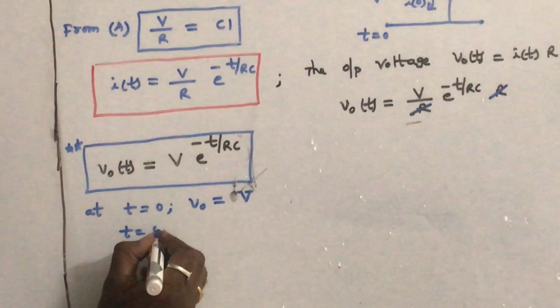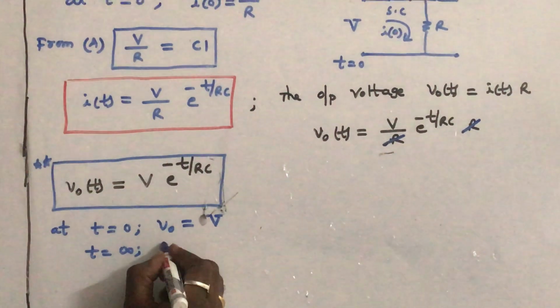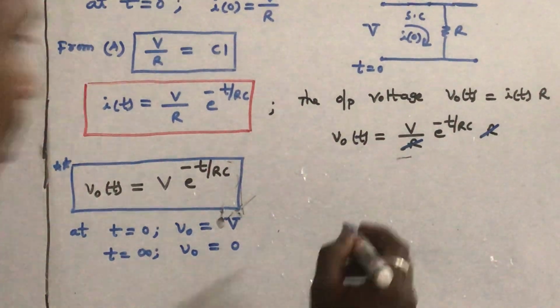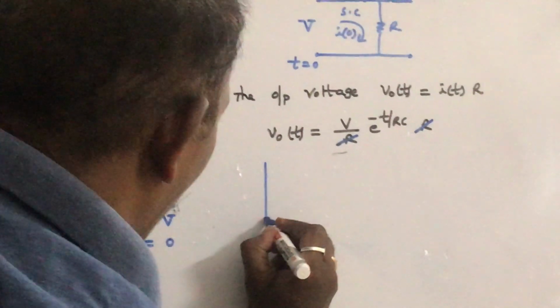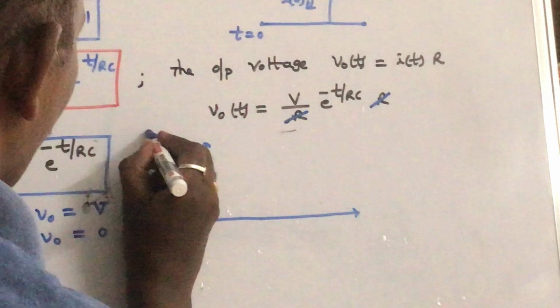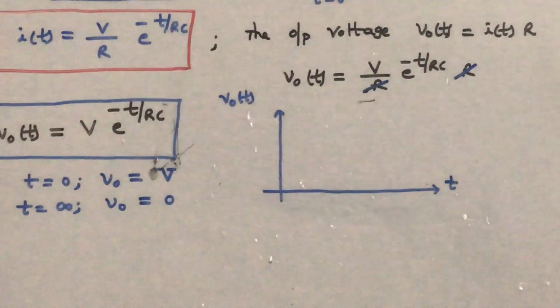At t equal to infinity, what is the output voltage? At t equal to infinity, the output voltage will become 0, which I have explained earlier. Therefore, draw the output waveform. The output waveform will look like this. Say, this is V0 of t versus t.